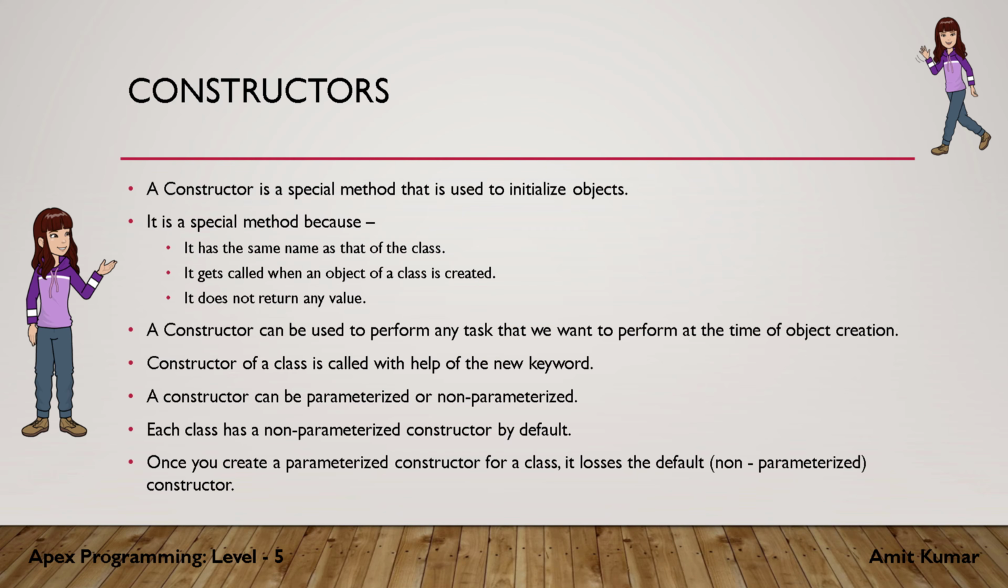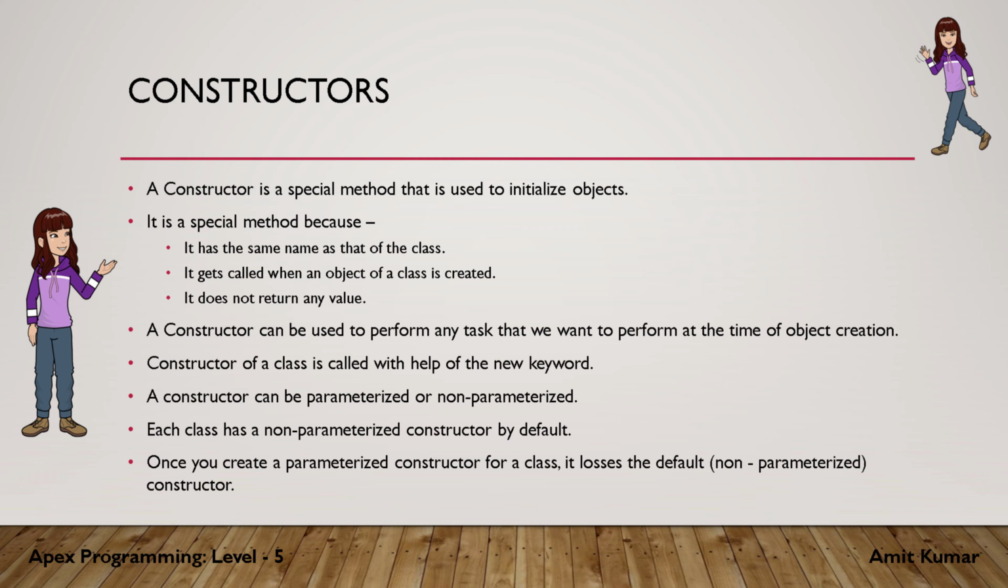It is a special type of method because the name of the constructor is the same as the name of the class. It gets called automatically with the new keyword when we create an object, and it does not return any value though it is a method. And hence we need not specify any return type with it, not even void.